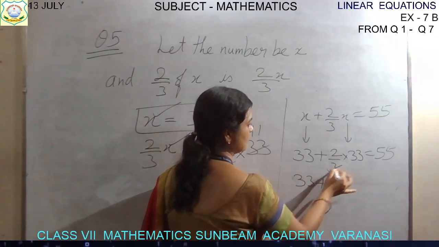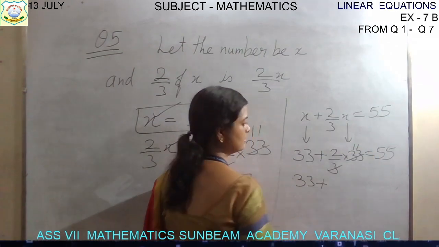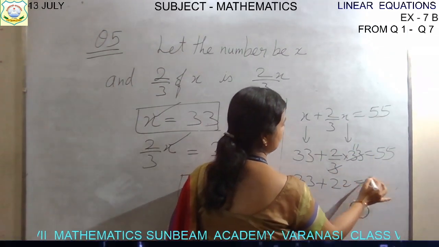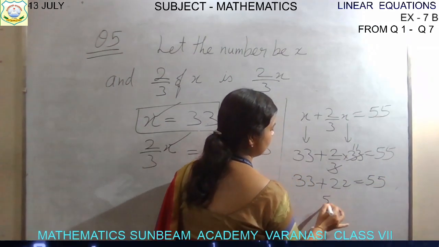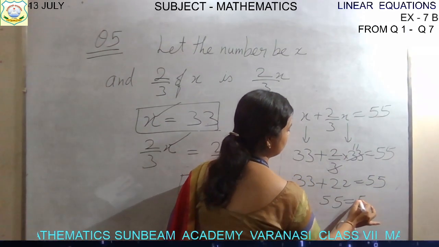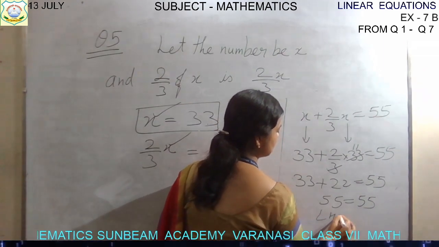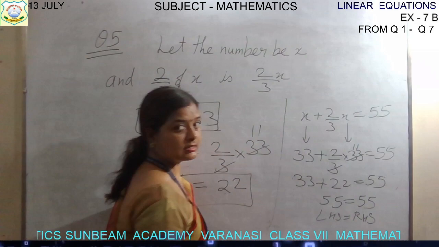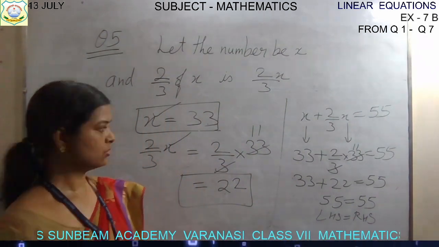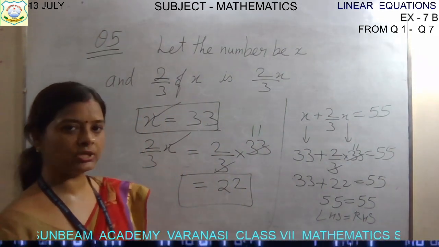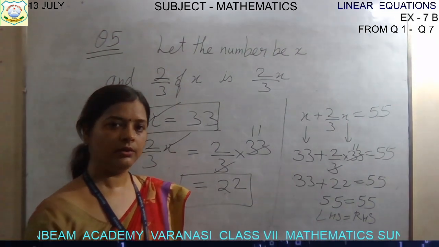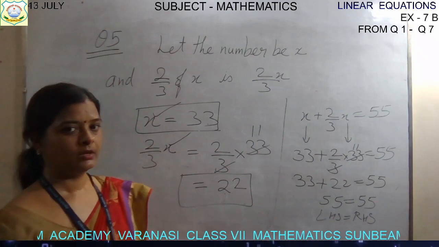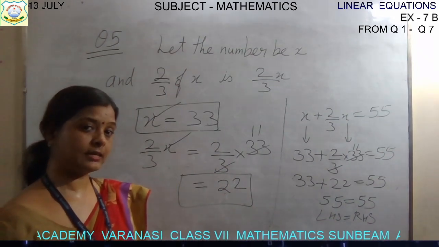Now just solve it. 33 plus this will be simplified. 2 into 11 times. 11 2s are 22, is equal to 55. 55 is equal to 55. LHS is equal to RHS. Hence, our answer is correct. So, in different ways you can check whether your answer is correct or not. Am I clear to everyone? Okay. Now, let's move to the next question.